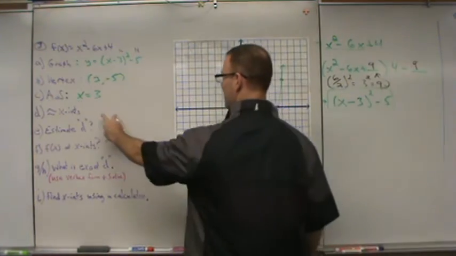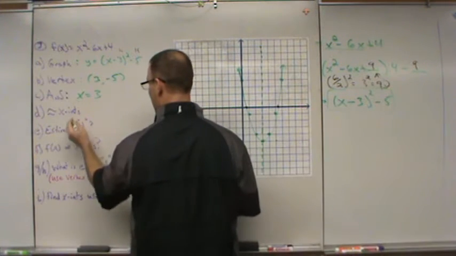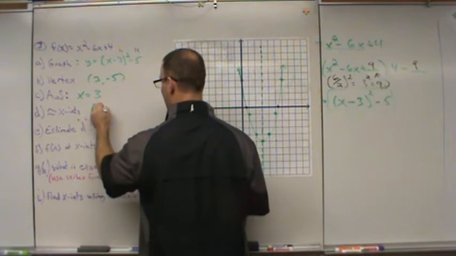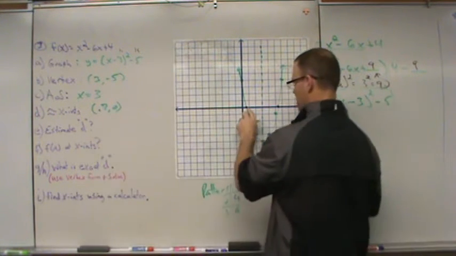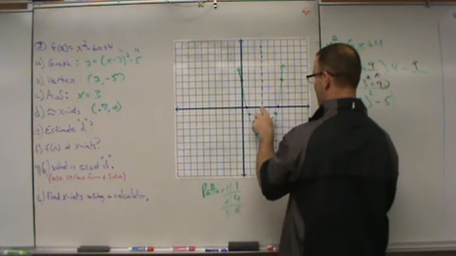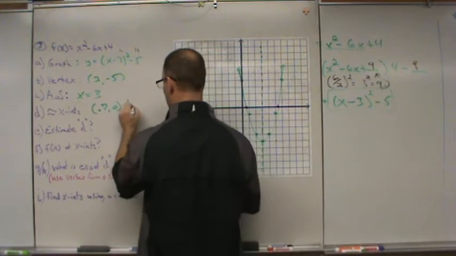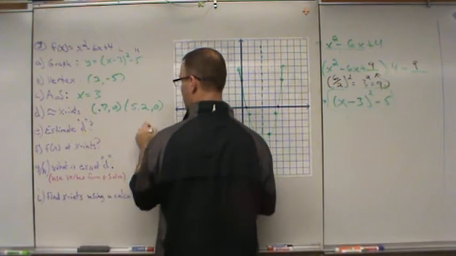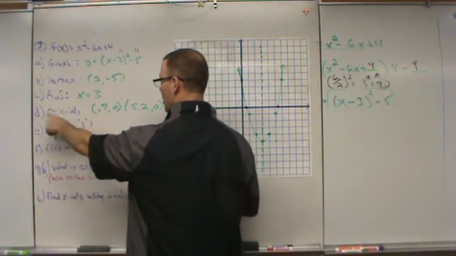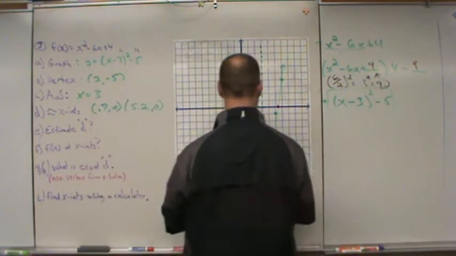So I'm going to estimate what those x-intercepts are. Over here, I'm just going to estimate that it's 0.7 and 0, because it's not quite to 1. And then if my axis of symmetry is 3, 4, 5, 5.2, and 0. Again, that's just an estimate. Now, part E says estimate D.